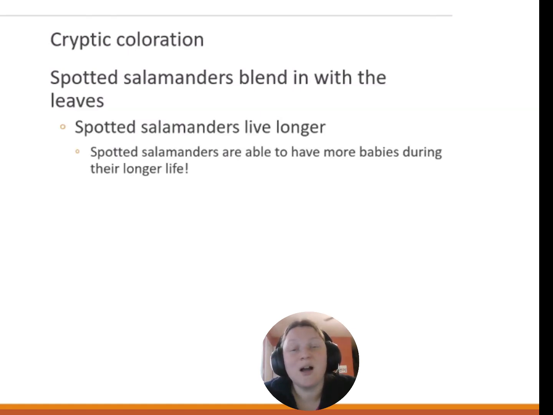Sometimes, though, it's not about being the biggest and strongest. Sometimes it can be about being the sneakiest or the one that blends in the best. So with cryptic coloration, we could have a spotted salamander that hides well in the leaf litter compared to the non-spotted salamanders that stand out. Spotted salamanders blend in, therefore they live longer. When they live longer, it gives them more chances to reproduce every year. So overall, through their lifetime, that spotted salamander will have more babies than the plain salamander.